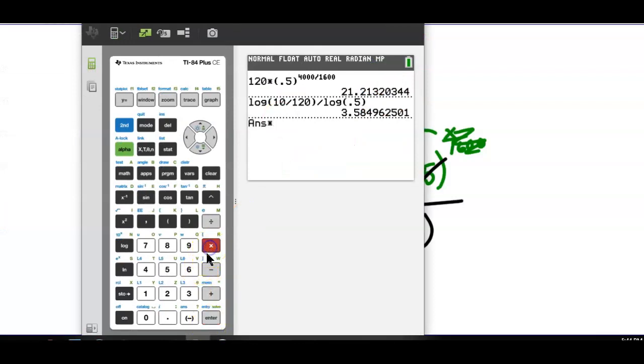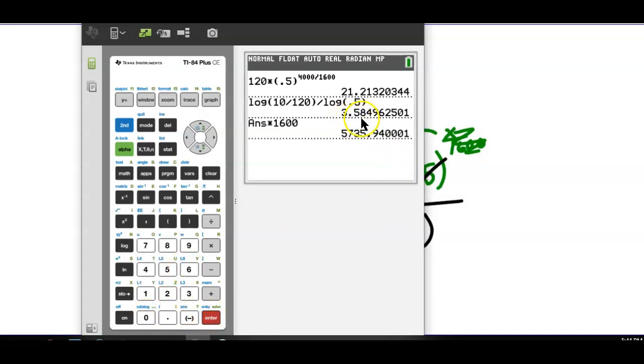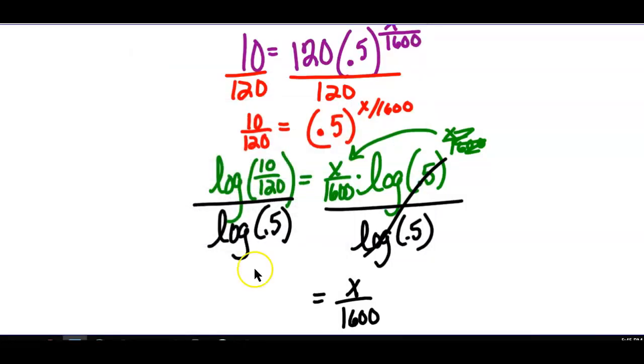I'm going to multiply by 1600 because what's happening is it takes 3.58 half-lives to get it down to that quantity of 10 milligrams. So we have to multiply by the 1600 that is the length of a half-life, and we end up with about 5736, I'm going to round, for how long it's going to be before it gets down to that amount.